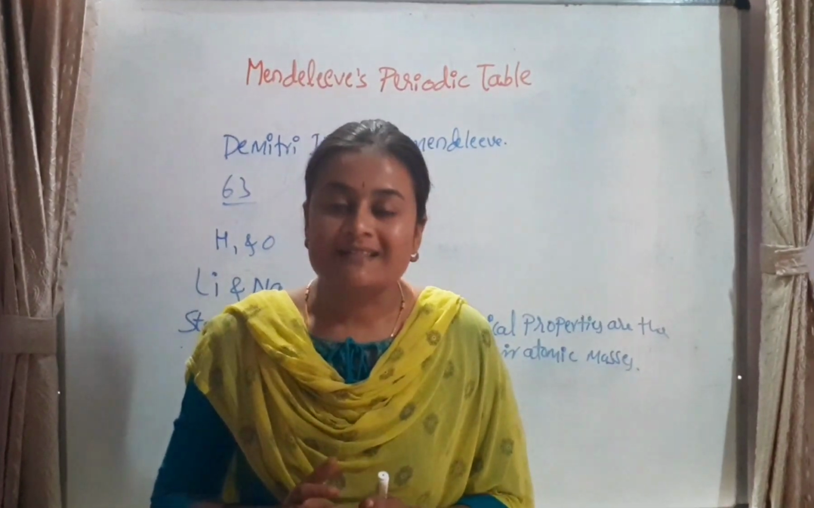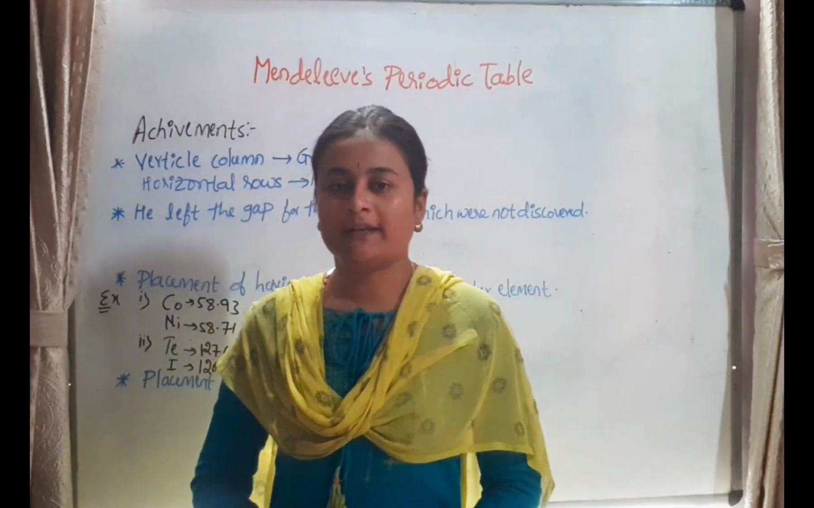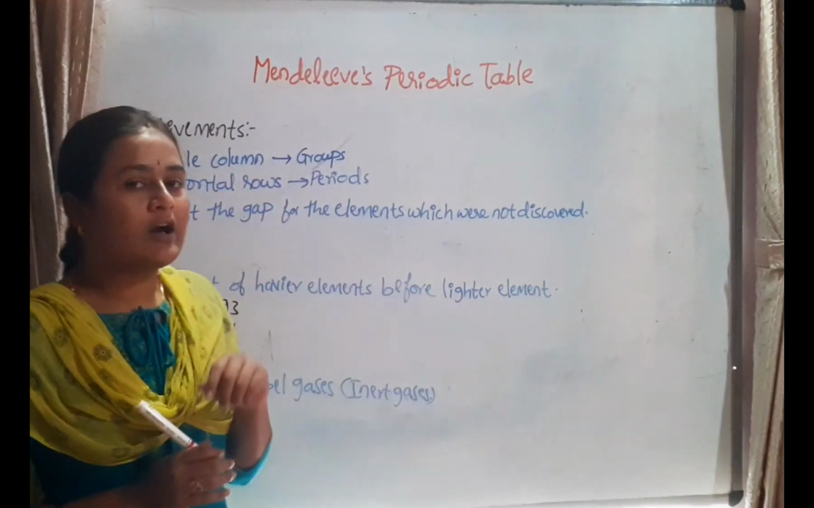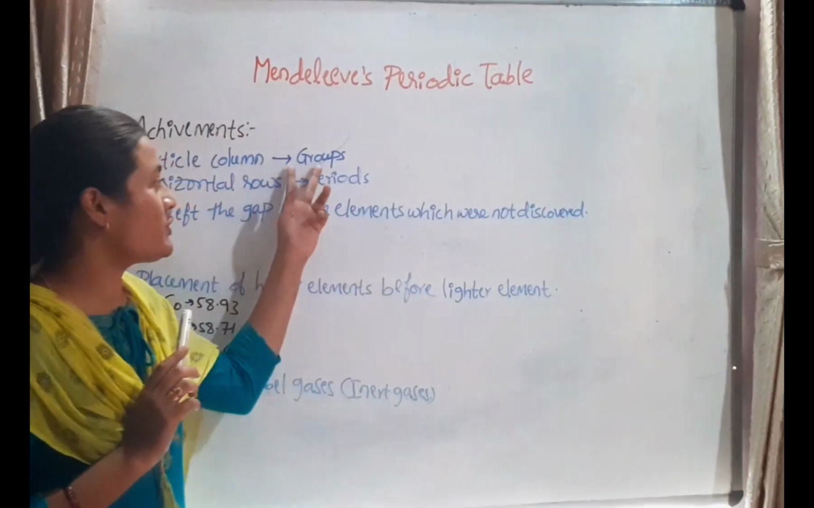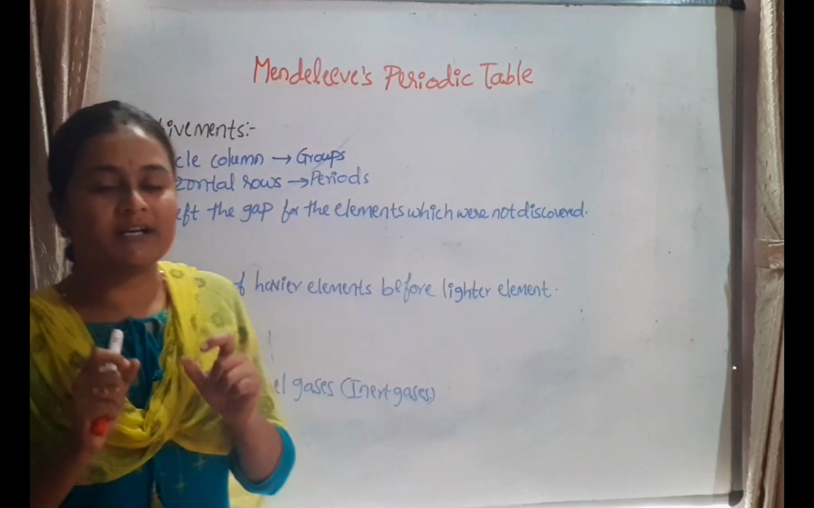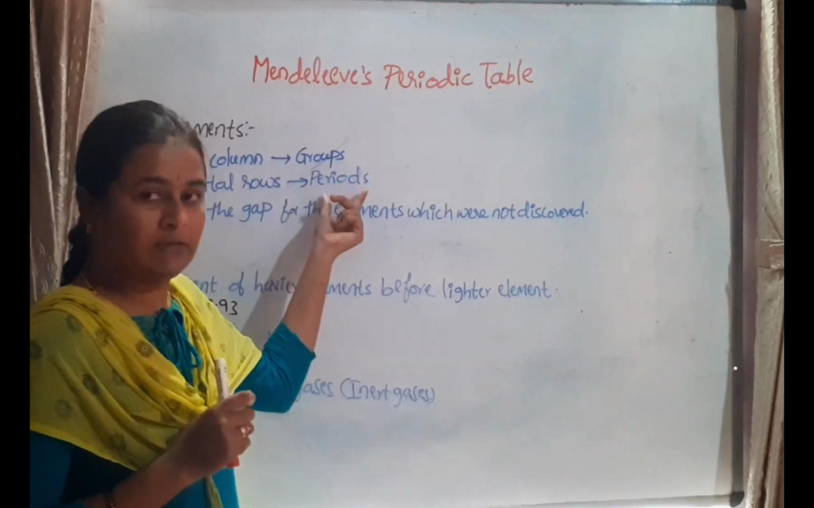Now, we will discuss some of the achievements of this Mendeleev's periodic table. The first achievement is, in Mendeleev's periodic table, vertical columns are called groups and horizontal rows are called periods. This is the first achievement. Vertical columns are called groups and horizontal rows are called periods.